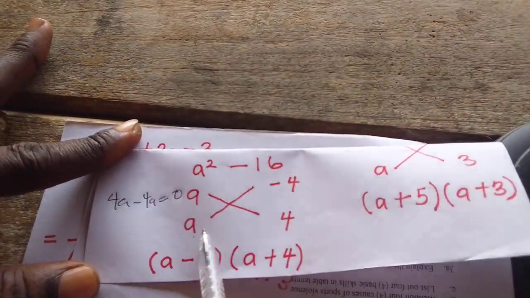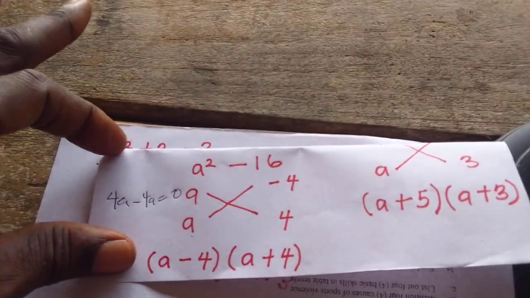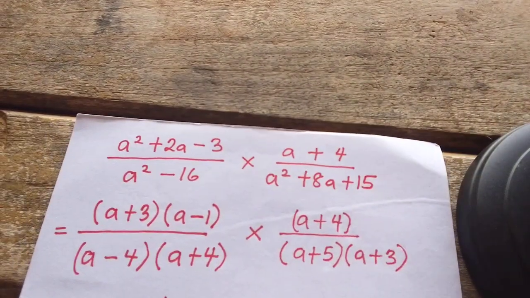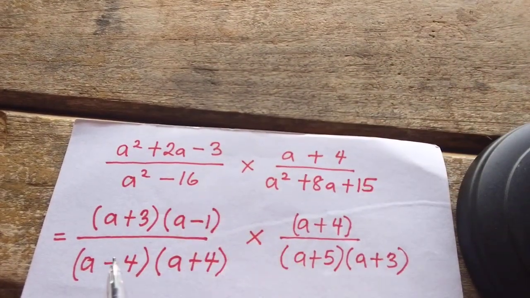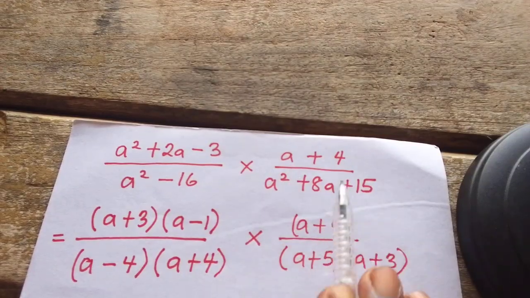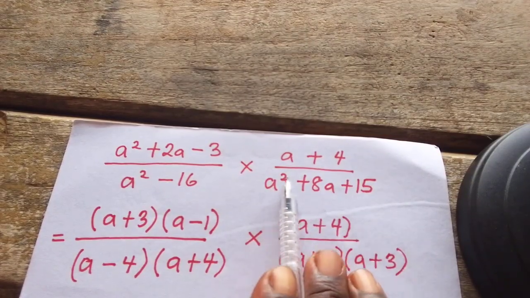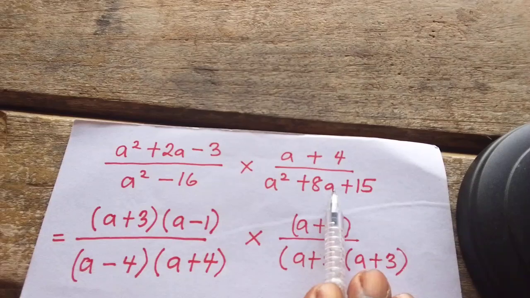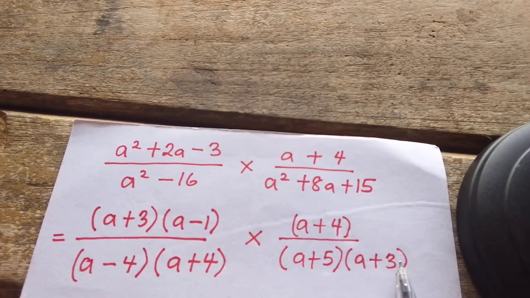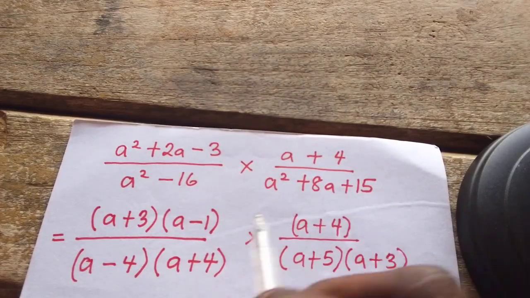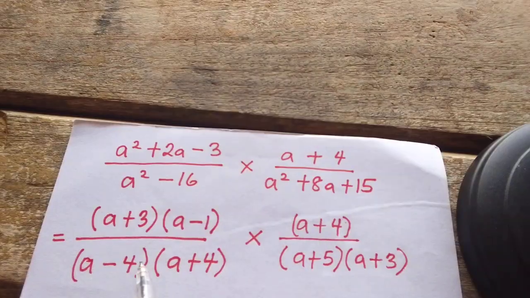So that means the factors are a minus 4 and a plus 4. So when you factorize, a square minus 16 will give us a minus 4 times a plus 4. Likewise, this is a plus 4 already. When you factorize a square plus 8a plus 15, you are going to have a plus 5 times a plus 3. So from here, you realize that this is multiplying this, this multiply this, multiply this.